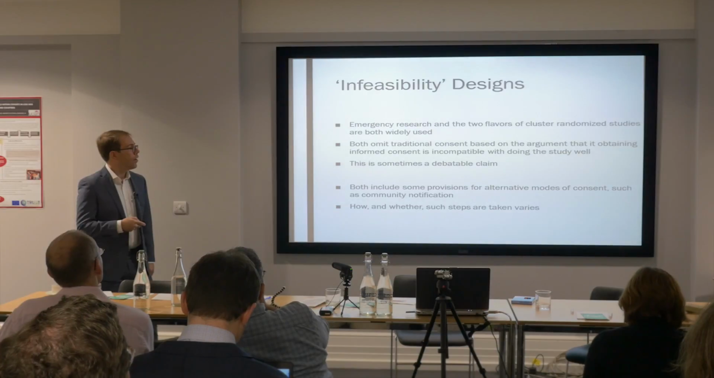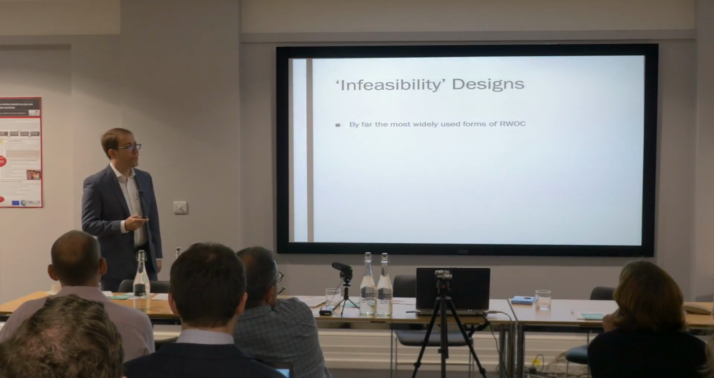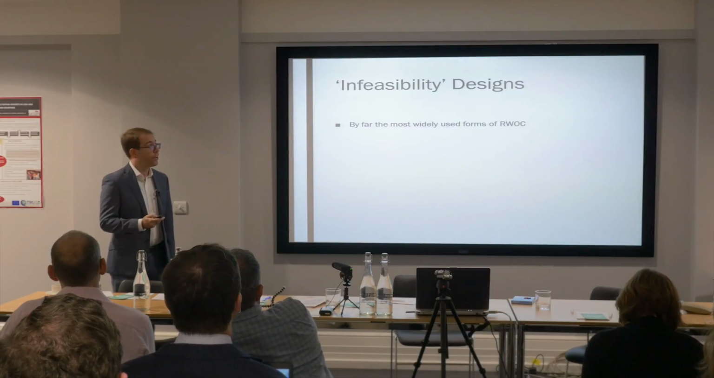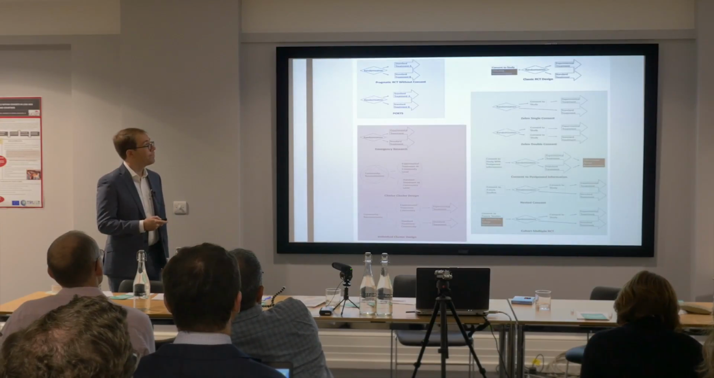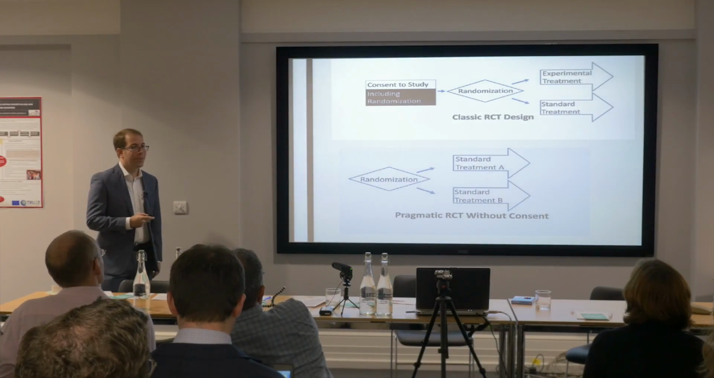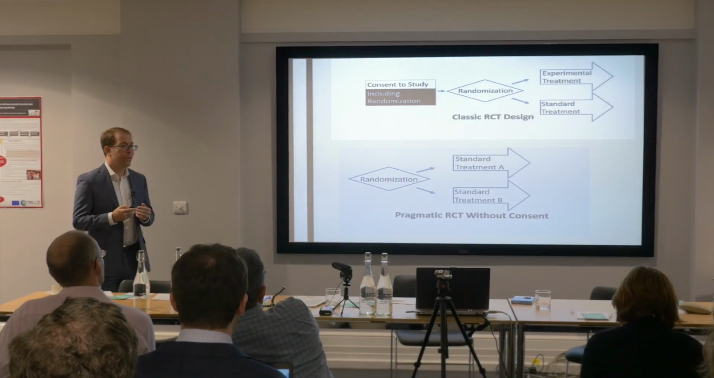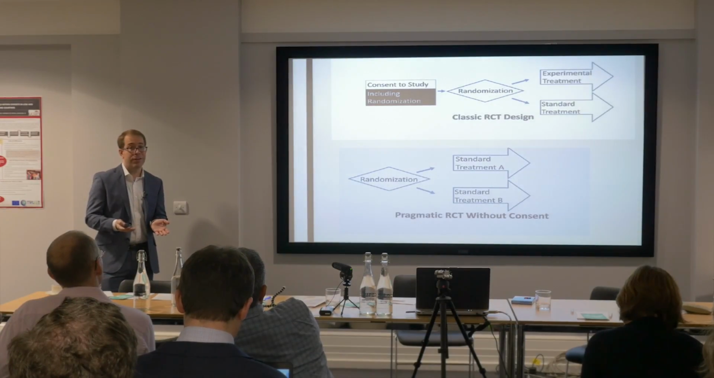So those are our RN feasibility designs. And these are by far the most widely used forms of randomization without consent. The next category to look at is the least widely used form, in the sense that it's been done maybe twice, if that, which is to do a pragmatic randomized controlled trial without consent.